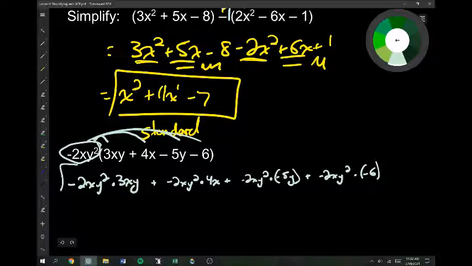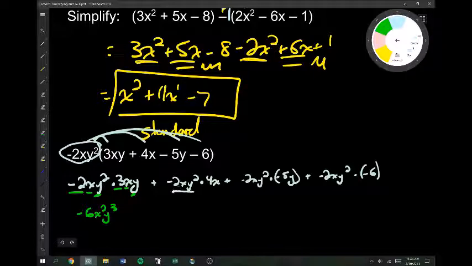Okay, I'm going to do this one first. Negative 2xy squared times 3xy. Well, I'm going to multiply each individual piece. So I'll switch colors to try and be less confusing. Negative 2 times 3 is going to be negative 6. 1x times 1x is x squared. And y squared times y is y to the third. So there's my first piece.